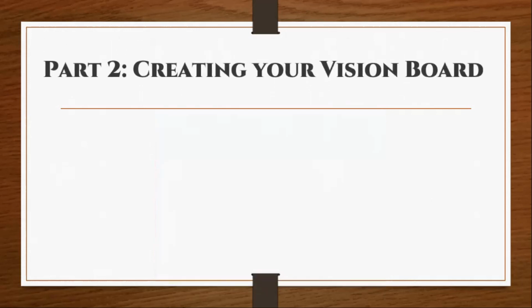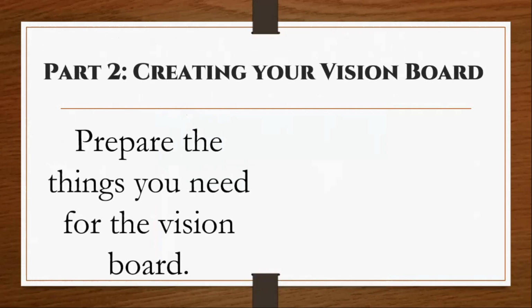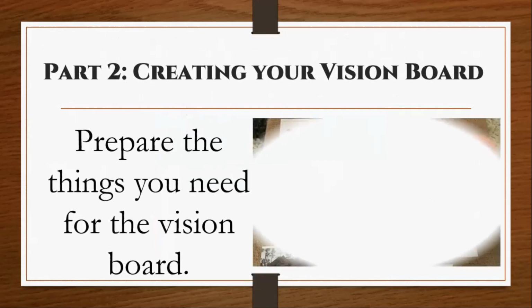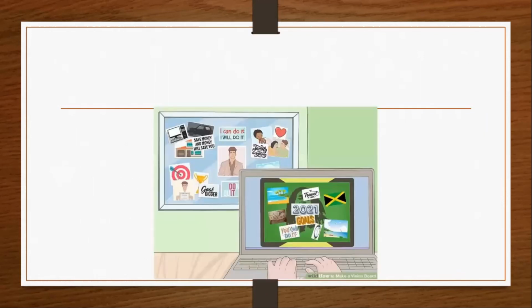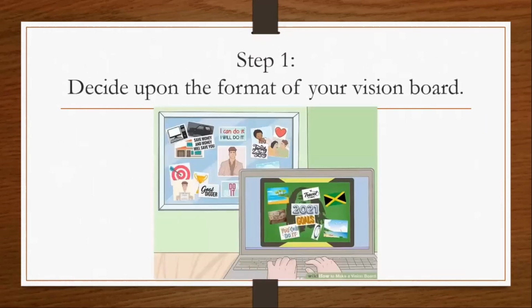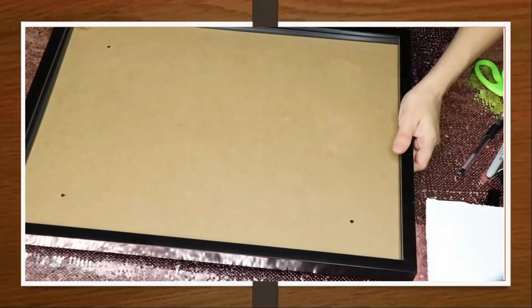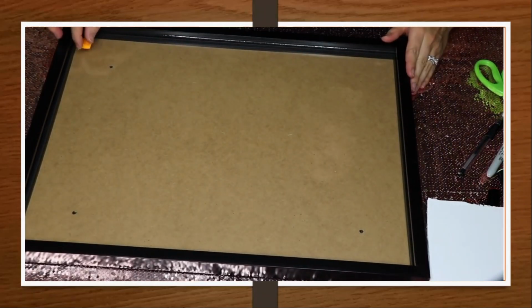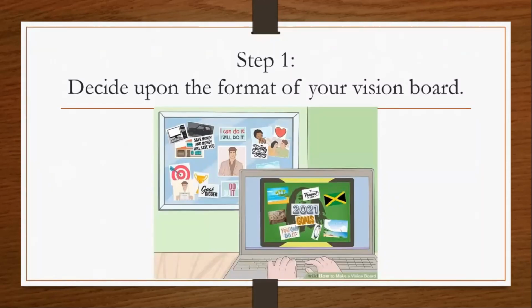Next, part 2 is creating your vision board. Firstly, prepare the things that you need for the vision board. Step 1. Decide upon the format of your vision board. Now that you have chosen a theme for your dream board, you want to decide the format that it will take. Most people who make vision boards make physical boards out of poster board, corkboard, or any other material that can be hung on or posted or propped against the wall. When placed in a prominent position, you'll be able to view your vision board regularly and reflect on it daily.